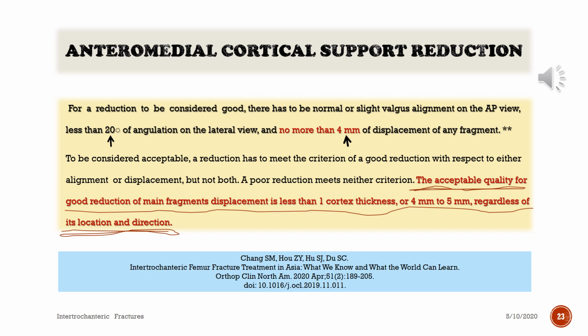For a reduction to be considered good, there has to be normal or slight valgus alignment on the AP view, less than 20 degrees of angulation on the lateral view, and no more than 4 mm of displacement of any fragment. To be considered acceptable, a reduction has to meet the criterion of a good reduction with respect to either alignment or displacement, but not both. Poor reduction meets neither criterion.